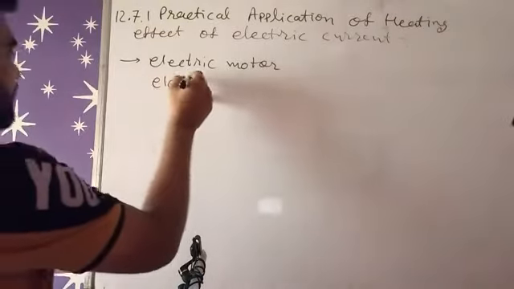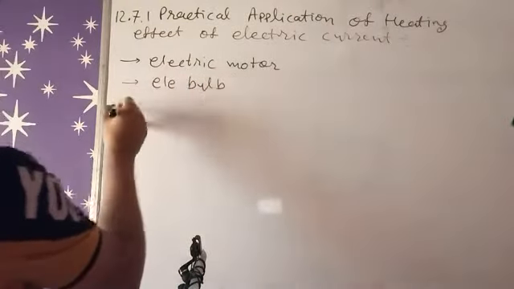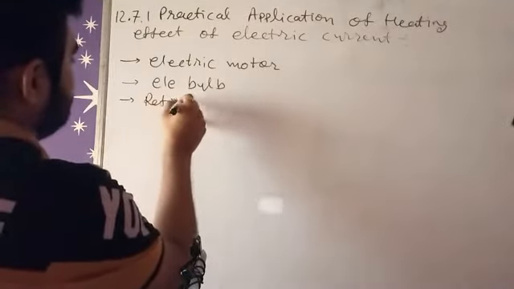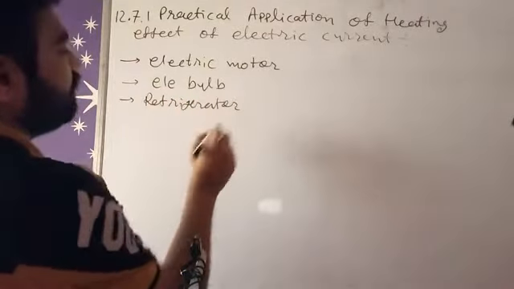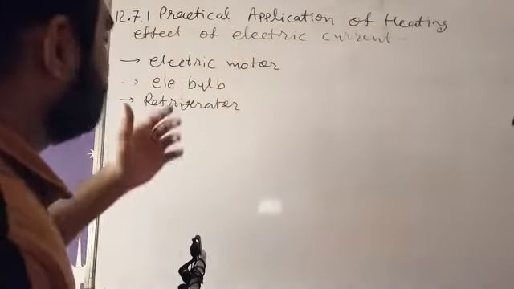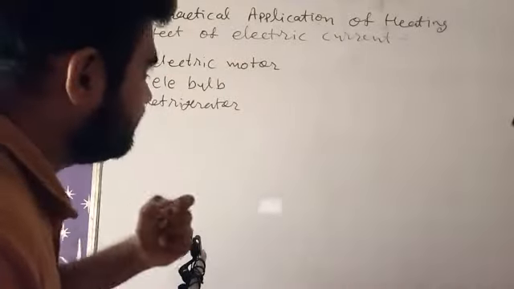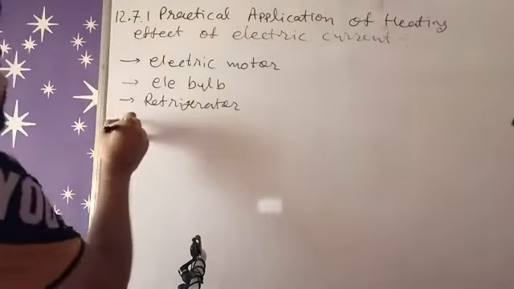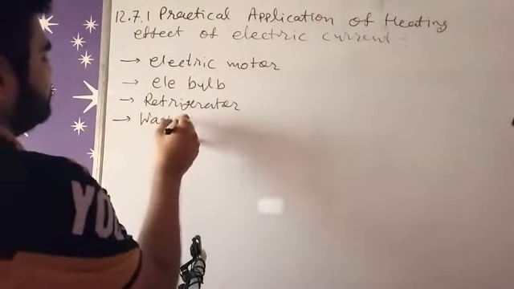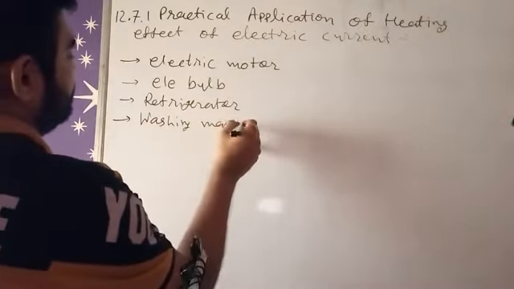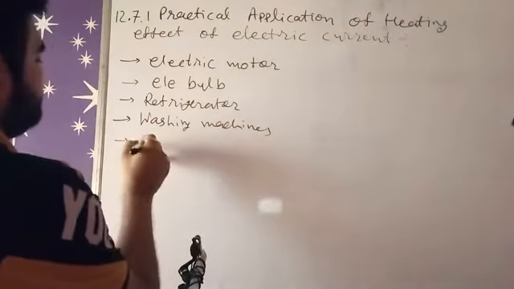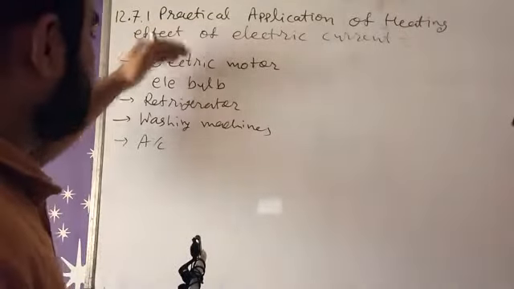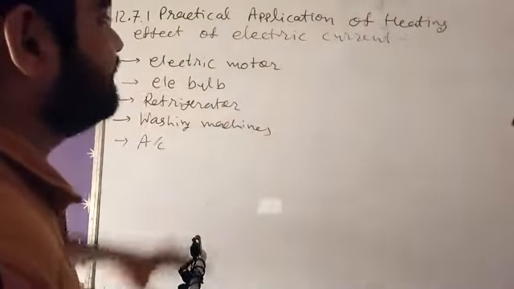Second, the electric bulb. Third, the refrigerator. We don't want heat energy, but still its back surface heats up because of electricity, right? Similarly, some washing machines and the AC, right? So in these, we get unwanted heat energy.